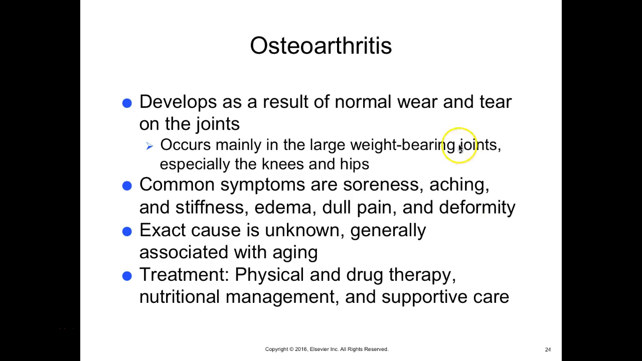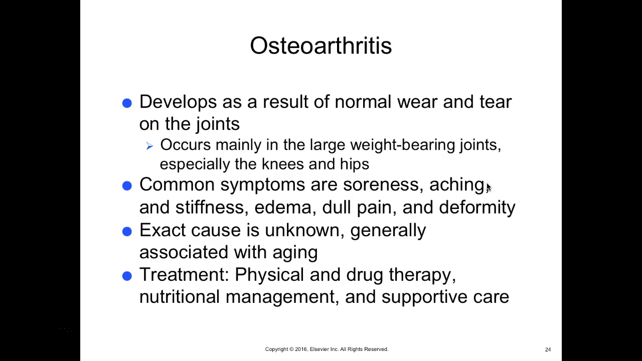So osteoarthritis, even though it has itis, which means inflammation of, is more degenerative rather than inflammatory. It's a result of normal wear and tear and occurs mainly in the large weight-bearing joints. When we compare and contrast osteoarthritis to rheumatoid arthritis, which is an inflammatory condition and an autoimmune disorder, osteoarthritis is from wear and tear and degeneration.